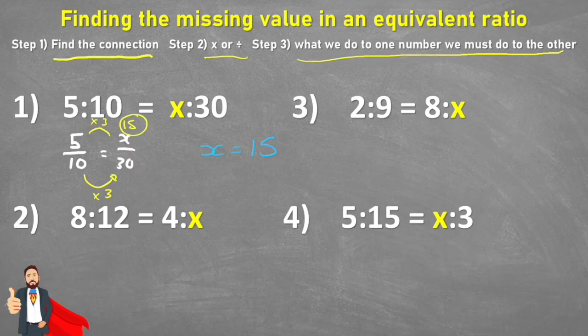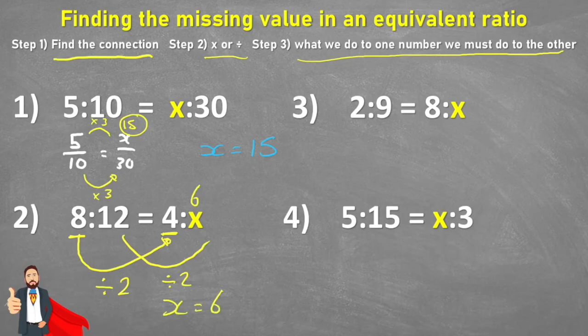And again, we're looking for that connection. So this time we've been given the value of the first number in each of the ratios. We have an 8 and a 4. So how do I get my 8 to be a 4? Well, I would have to divide by 2. And if I divide our first number in our ratio by 2, therefore I have to divide the second number by 2. So 12 divided by 2 is 6. And therefore x equals 6 in this second example.